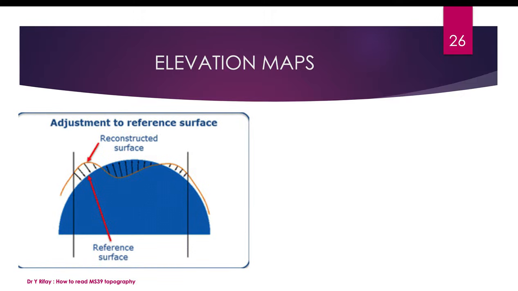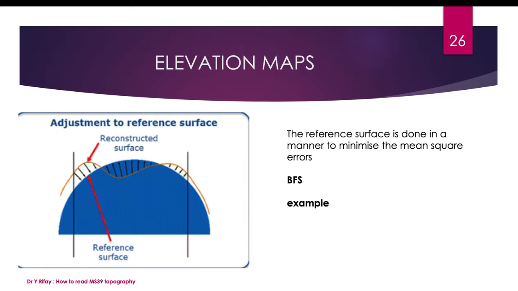Elevations map. The MS39 is an OCT, so it will measure the thickness of the cornea and the elevations of the cornea. The principle is the same with the other devices. So for every surface, the device will create a reference surface, which is here a BFS, a best fit sphere, with a Q value of zero.